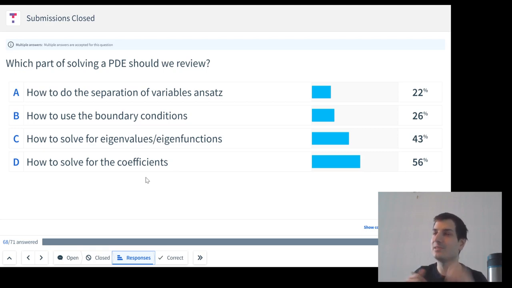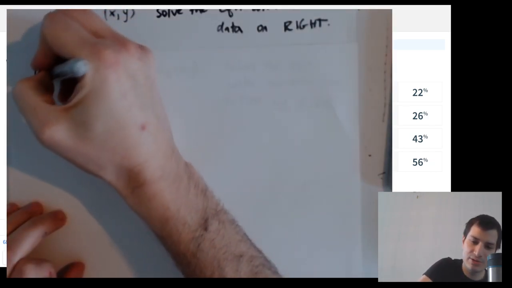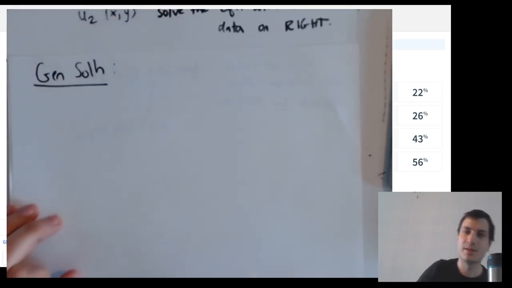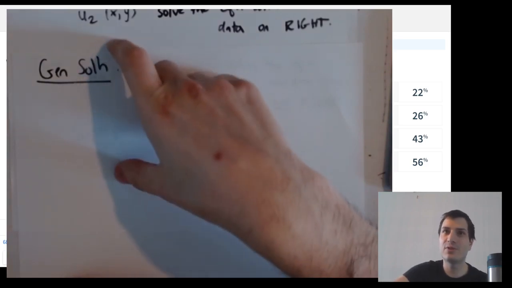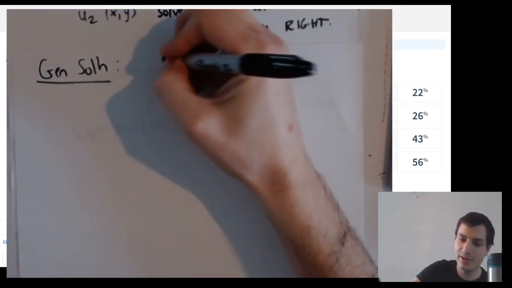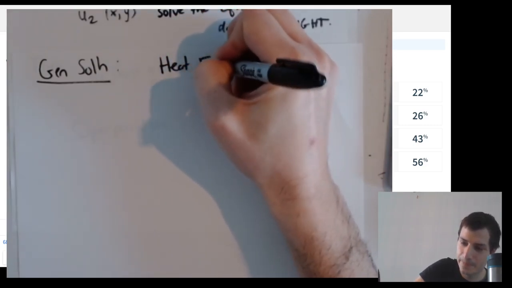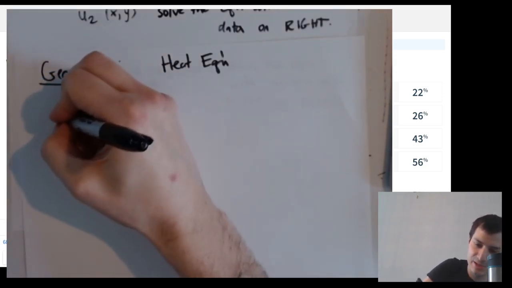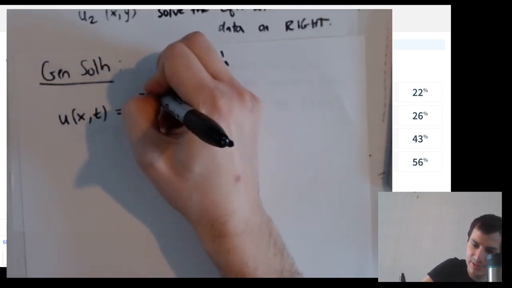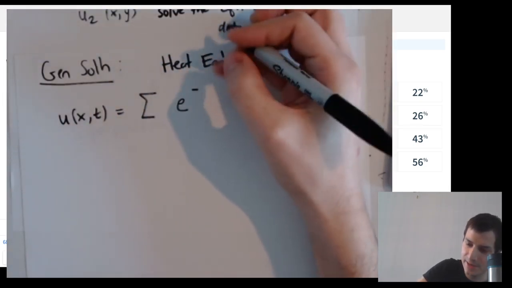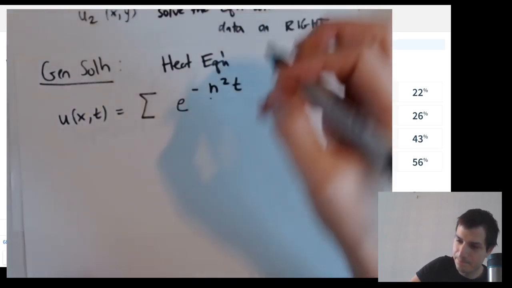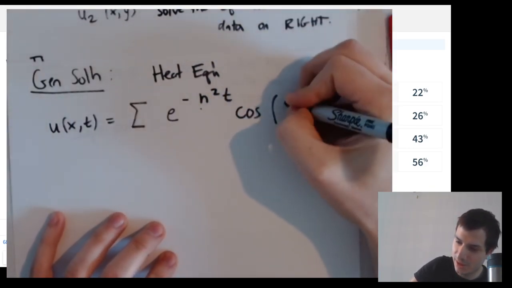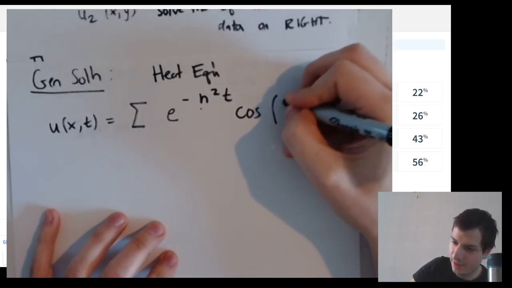Very typically, and actually this is a good exam question, I give you the general solution to a PDE, then I give you the initial data and ask you to solve for the coefficients. When you solve a PDE, the first thing you have to do is find the general solution anyway. So let's do an example for the heat equation. Suppose the general solution is u of x, t equals the sum of e to the minus n squared t, and then cosine of n x.